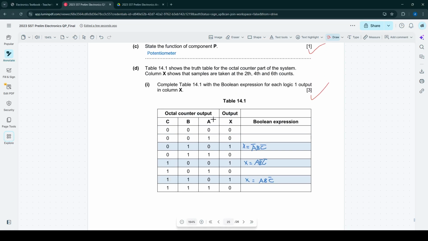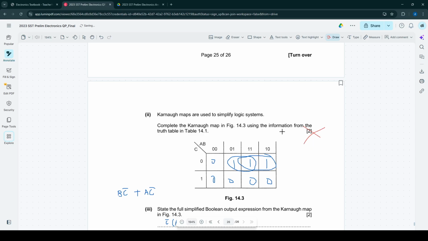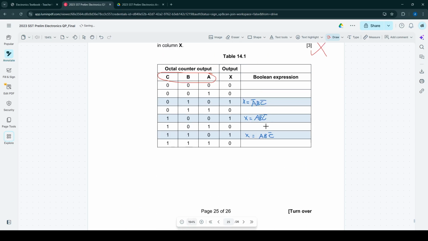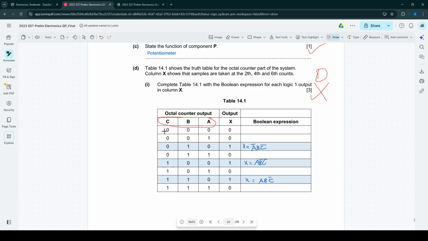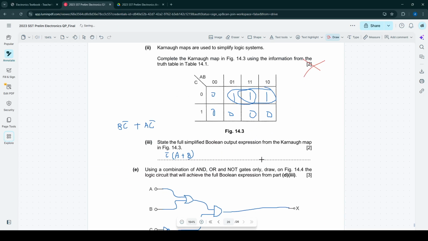Yo! Yo! So, this is just entirely wrong because we took it, me inclusive, as A, B, and C. But actually it's CBA. So, everything here will be wrong. Okay. State the fully simplified Boolean expression of the K-map. So this will be wrong lah.